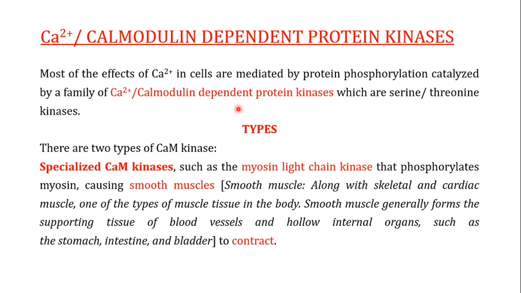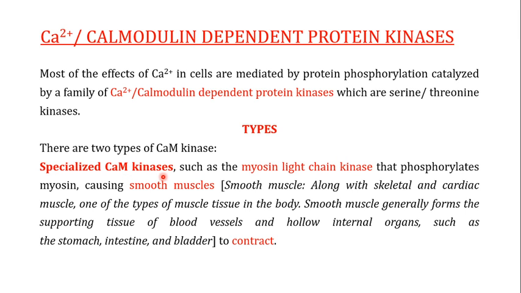Now, these calcium calmodulin dependent protein kinases are serine threonine kinases. What I mean by that is that when they act on their substrate, they phosphorylate serine or threonine residues. For short, they are known as the CaM kinases. So this is the calcium calmodulin dependent kinases, for short known as the CaM kinases. And there are two types of CaM kinases. One is known as the specialized CaM kinases.